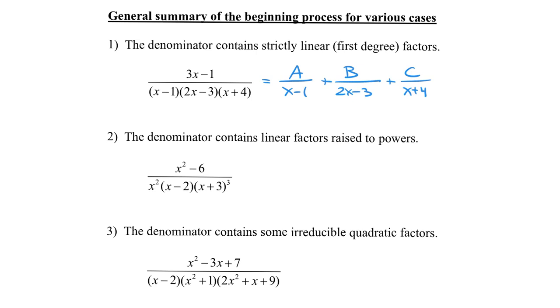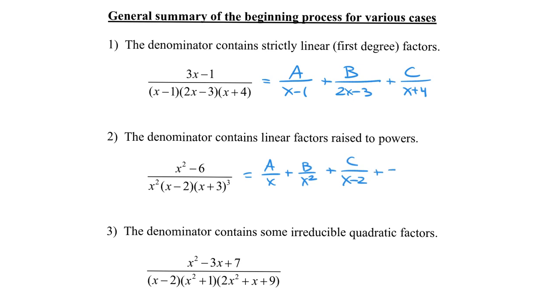So sometimes you're going to have linear factors raised to powers, like x plus 3 cubed or x squared. You could think of this like a linear factor x minus 0 or x plus 0 squared, right? So when we do that, we have to account for each one of these powers. So like this x plus 3 cubed, we're going to have to consider x plus 3, x plus 3 squared, and x plus 3 cubed. This one we're going to have to consider x and x squared. So we set it up like A over x plus B over x squared. So we need to account for each power. Then we have plus C, which should just be over x minus 2.